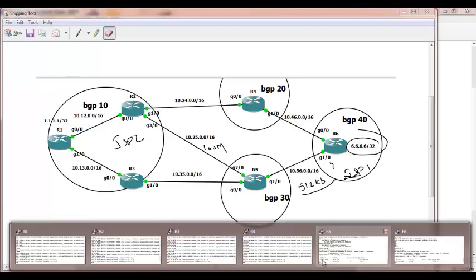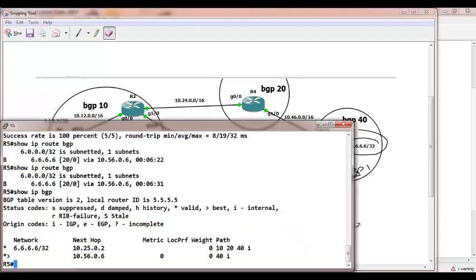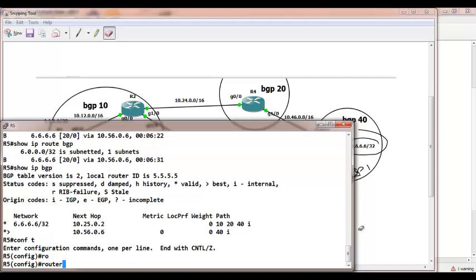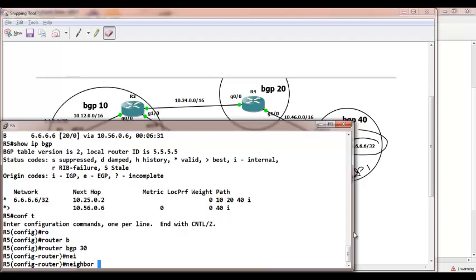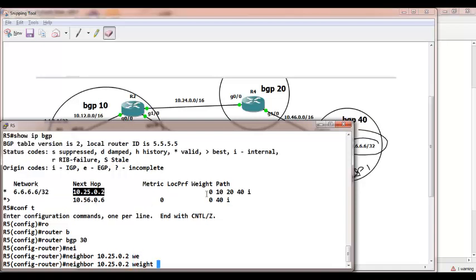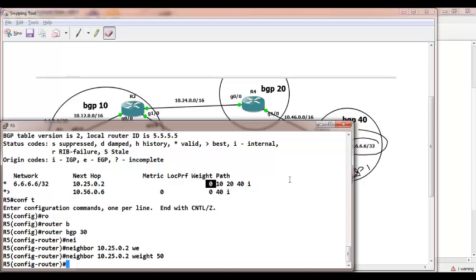Let me show you by changing R5. Router BGP, autonomous system is 30, no? Router 5 is in 30. Neighbor. See, this is the neighbor whom I want to give more importance. So I say neighbor, for you I give weightage. What is the default weightage now? It's 0. I'm going to say thou shalt have 50. I gave more weightage.